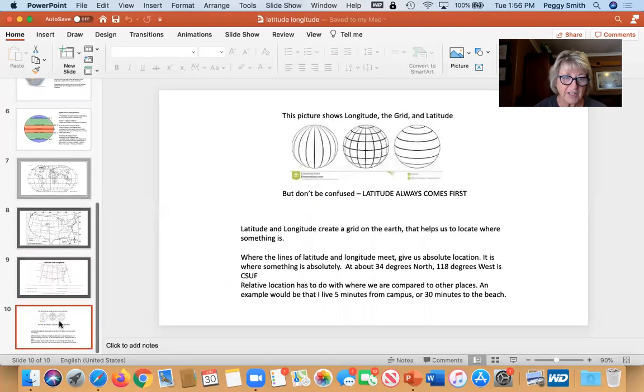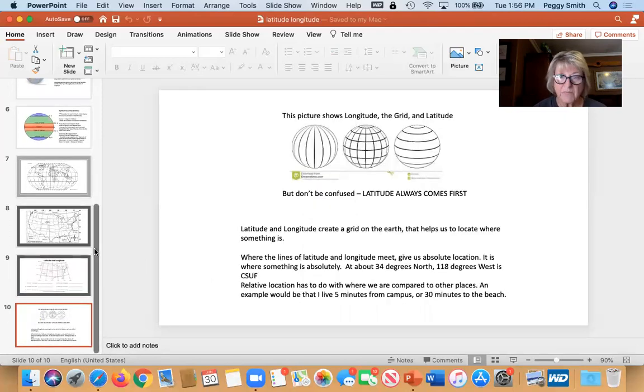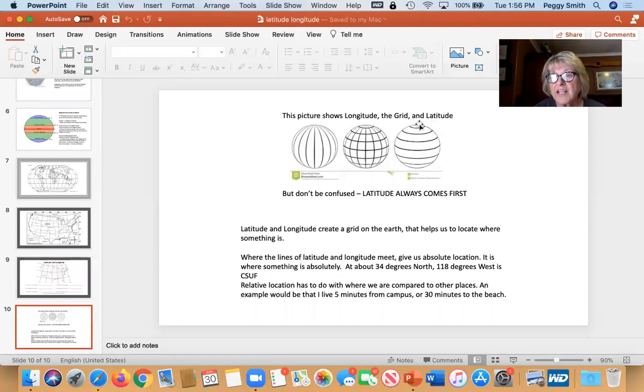All right, and then just a final reminder here. Lines of latitude go across the globe. They measure in increments either north or south of the equator. Lines of longitude start at the North Pole and run down to the South Pole. They do not make a full circle, okay? They make half a circle. They start at the prime meridian and either go west or east and measure in those increments, just like this measures either north or south of the equator.